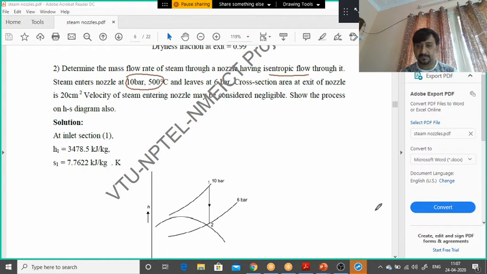So due to isentropic expansion, S1 equal to S2. So at the exit, S2 will be equal to this much, the same as S1. Okay, so now till it intersects the 6 bar line, then you will get S2, what they're asking for.